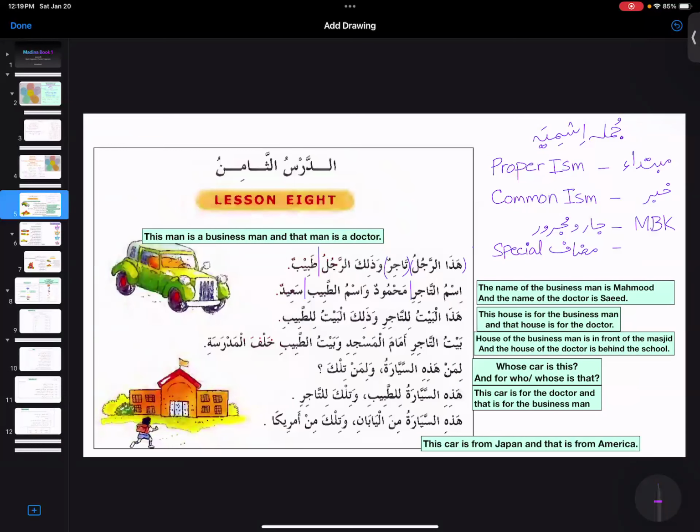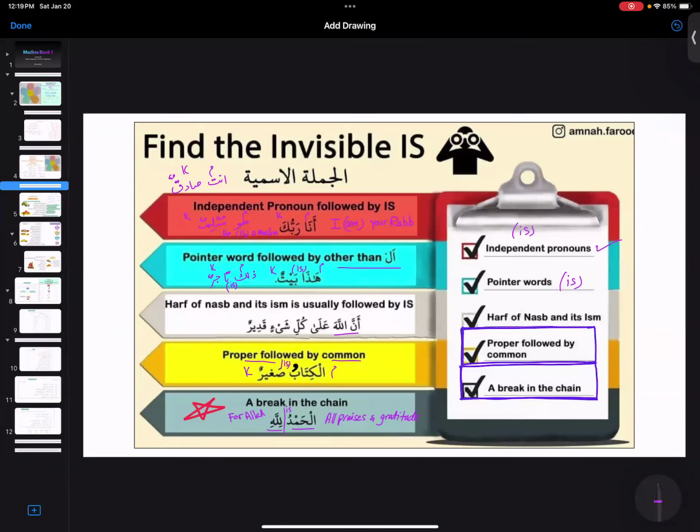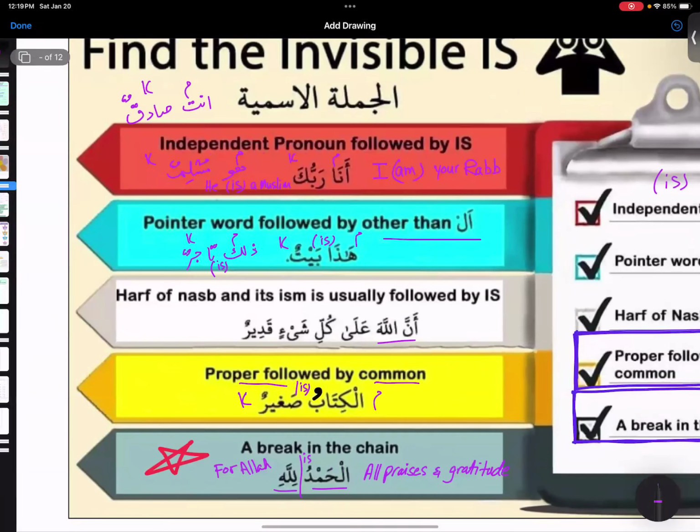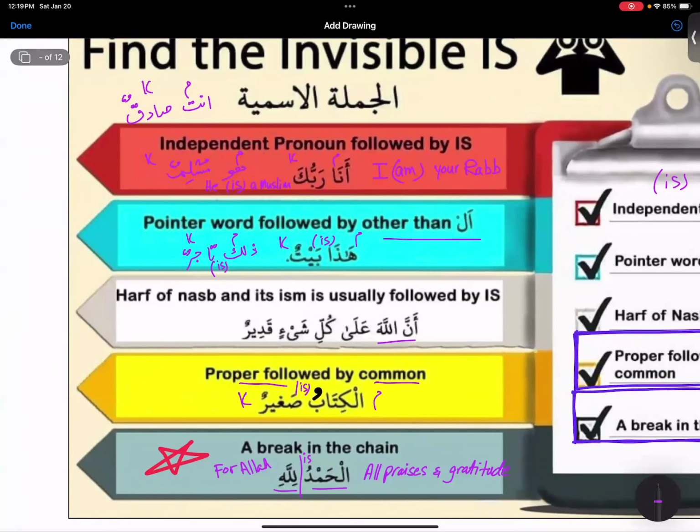Is this Alhamdulillah an exceptional case? No, this is not. We did not learn it much so far. This is not exceptional. This is normal.